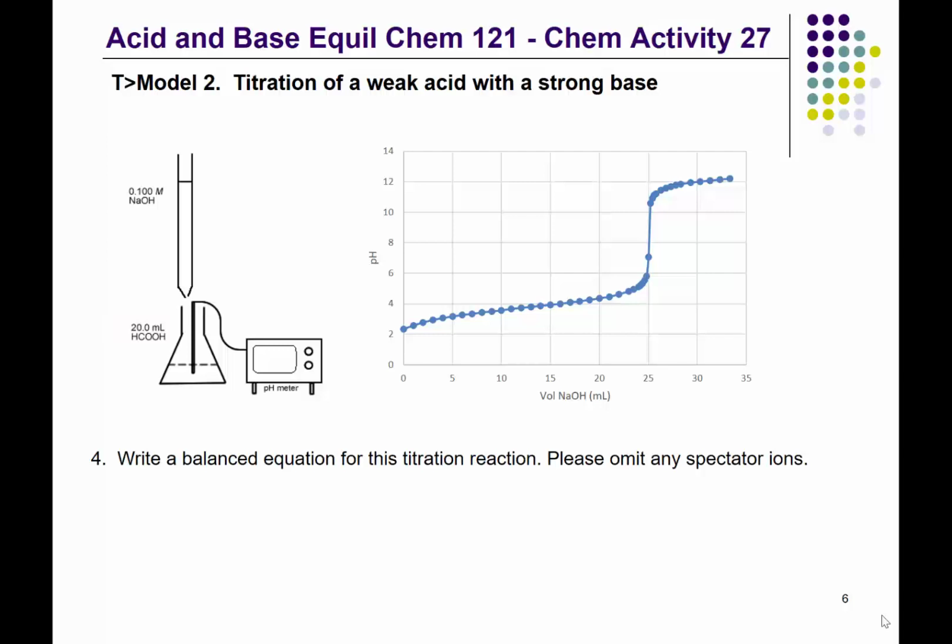Key question number 4 asks us to write a balanced equation for this titration reaction and to omit any spectator ions. We do have the sodium ions from sodium hydroxide as spectator ions, so we will omit them. But is it okay to simply write the hydronium ion to represent the acid? And the answer is no. This is because we are dealing with a weak acid that only ionizes partially.